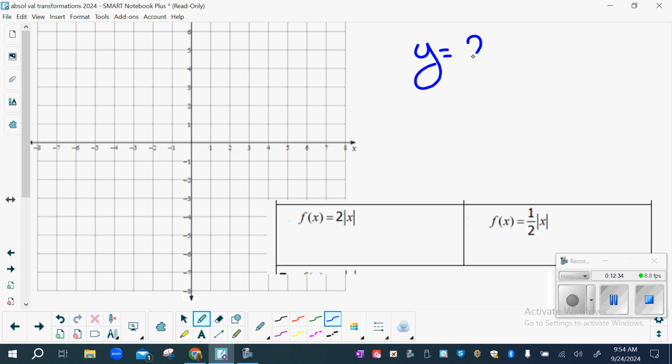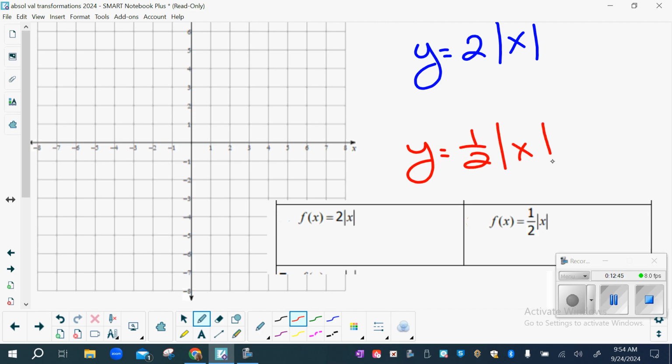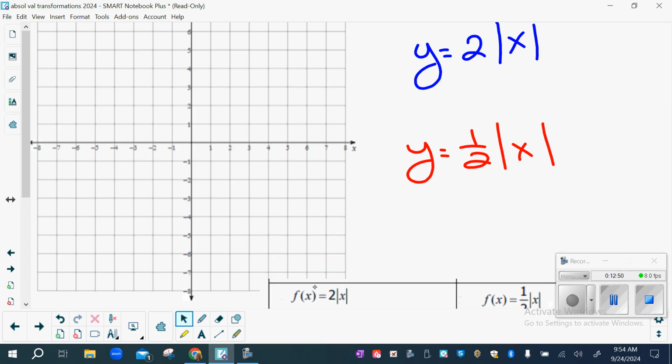Y equals 2 absolute value of x. That's really long. And y equals 1/2 absolute value of x. I'm going to move this. Does anyone remember what that stuff does? Anyone remember the stuff on the outside? Say it. Yeah, it does. Stretch and compress. So it makes it, here's the words I'm going to use, skinny and fat.